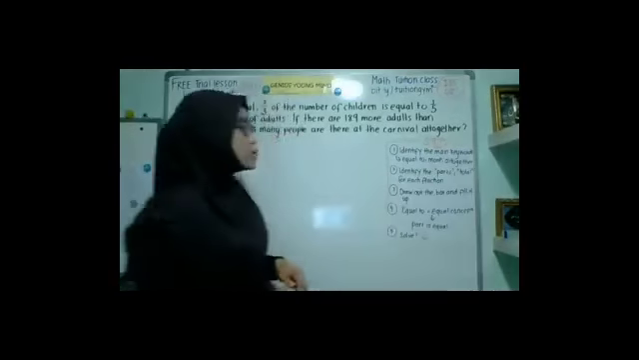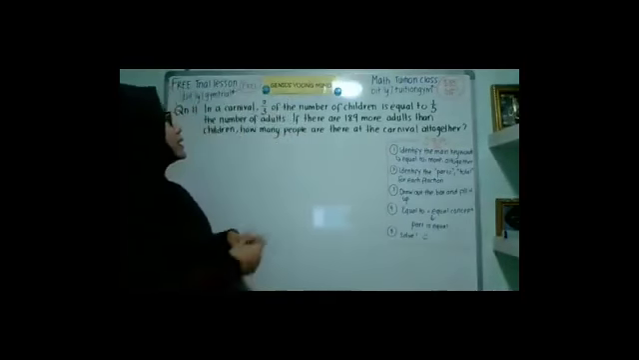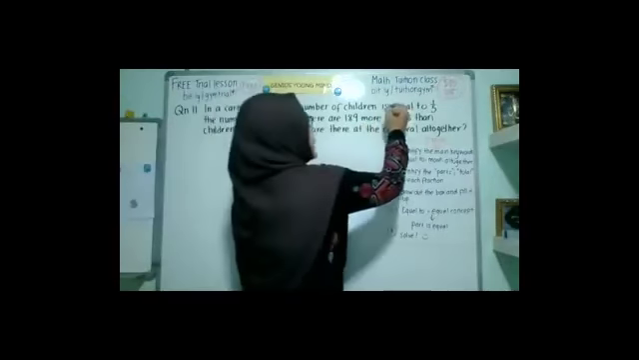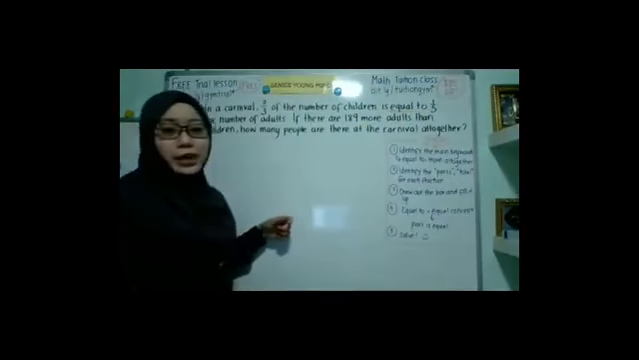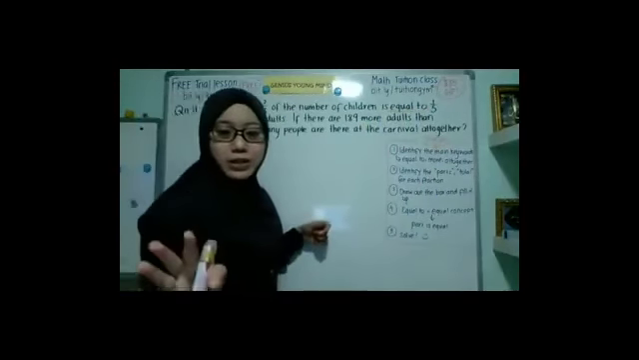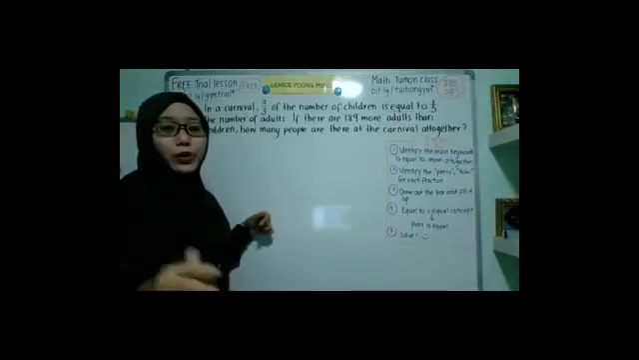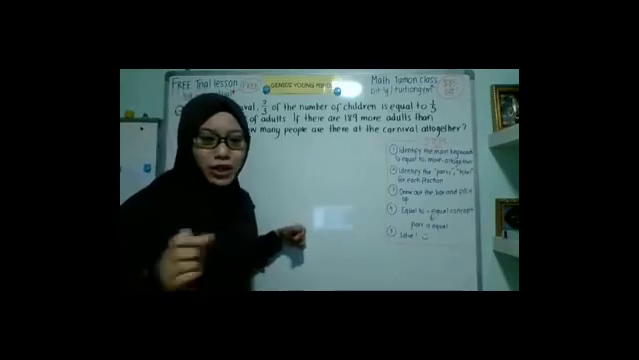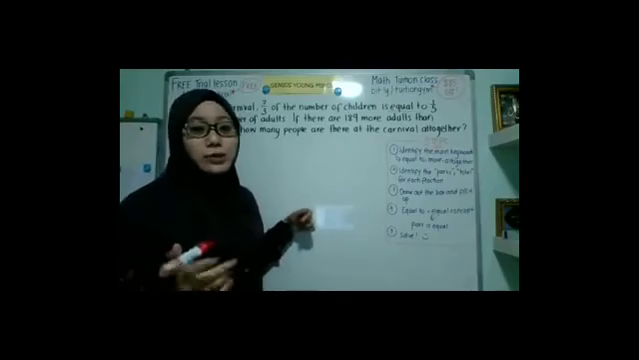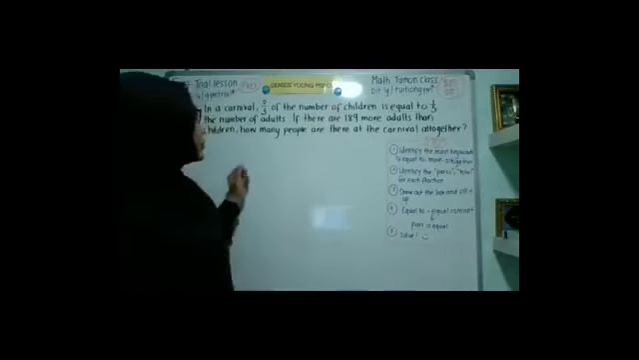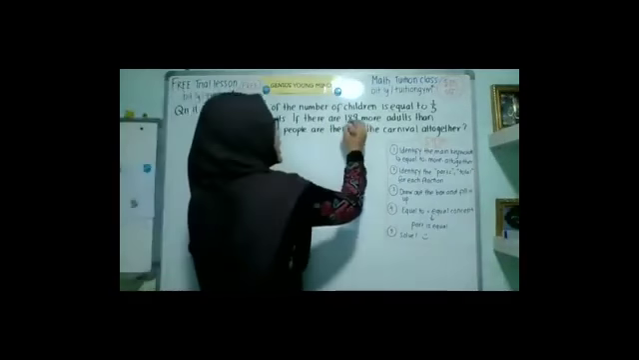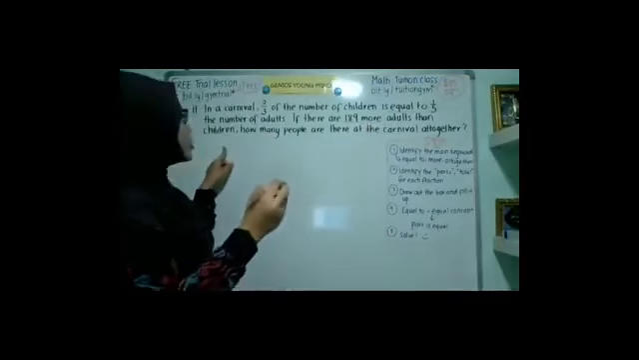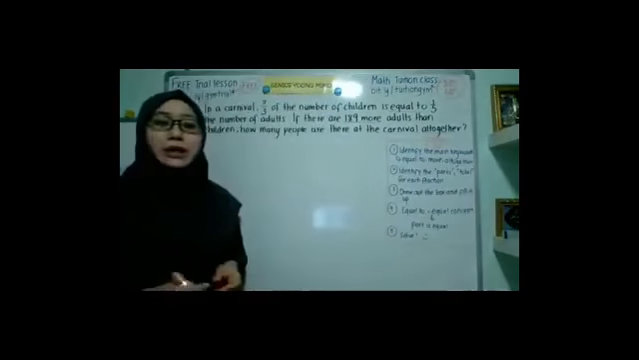The main keywords we need to identify in the question are number 1, equal to. My students and those parents who attended my program before, they know whenever I underline the word equal to, they know what concept this is straight away. Then there are 189 more adults than children. How many people are there at the carnival altogether? These are the main keywords.